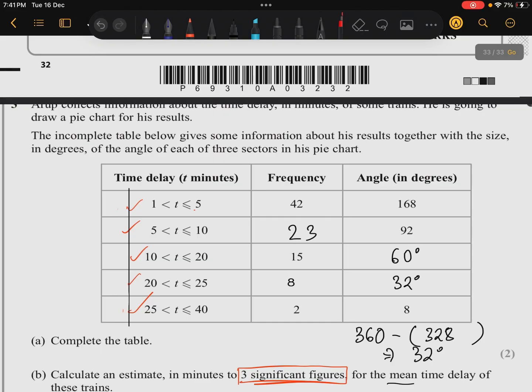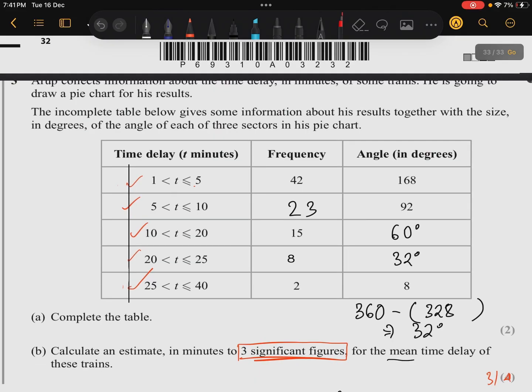All right, let's move on to part B of the question, which says calculate an estimate in minutes to three significant figures for the mean time delay of these trains. In order to calculate the mean of any grouped frequency table, we have to calculate the midpoint or the mean of the individual classes.